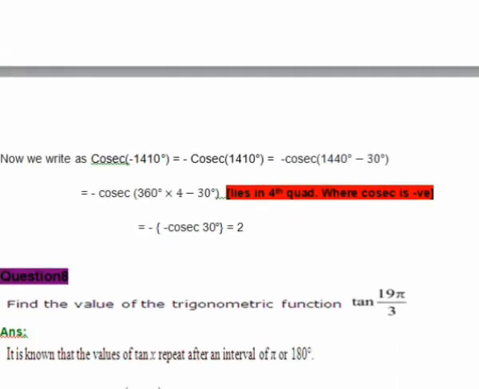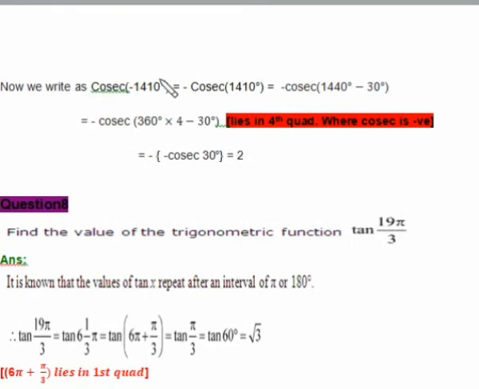Now see here. We write cosec minus 1410 degree as minus cosec 1410 degree. The minus remains the same. Cosec 1410 degree is written as 1440 degree minus 30 degree. 1440 degree is 360 into 4, meaning 4 into 2 pi, that is 8 pi. So 8 pi minus x lies in the fourth quadrant, where cosec is negative. So minus cosec x, that is 30 degree. The value of cosec 30 degree is 2. Minus times minus gives positive 2.